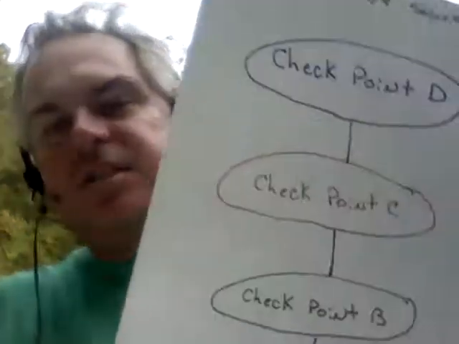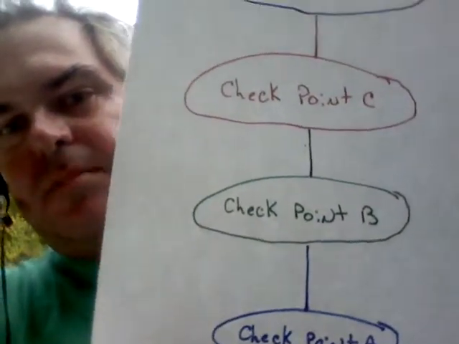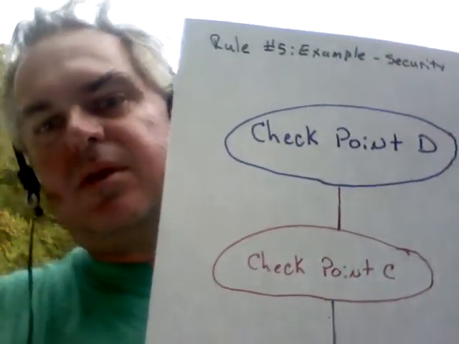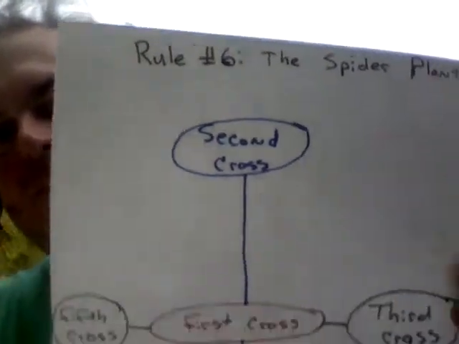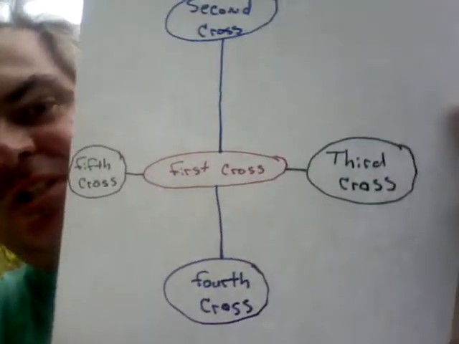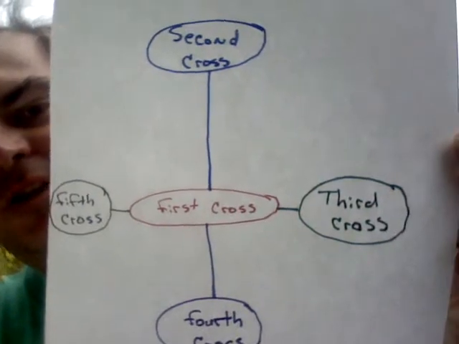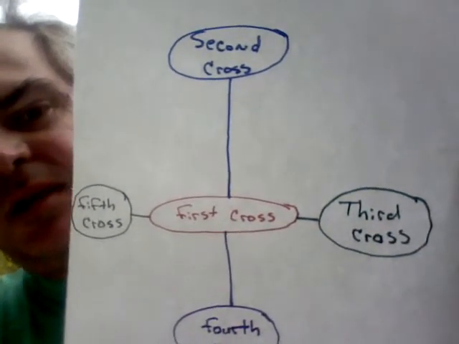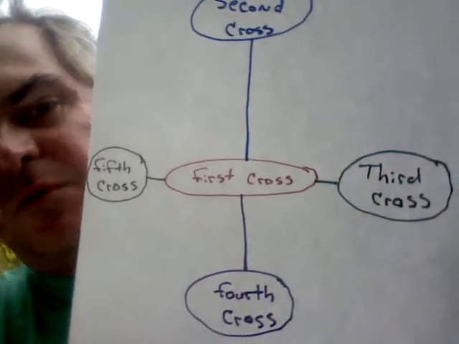And here, as you can see, the stairwell. It's the checkpoint A, B, C, and D. Once you figure out how to get past the checkpoints, you can always do it. Once you have the cross, you have the spider plant. That says there's just the first cross, and each branch from the cross creates another cross. You have your 2, 3, 4, and 5th crosses from the first one.